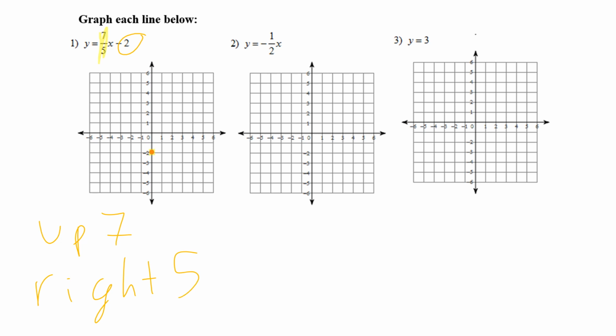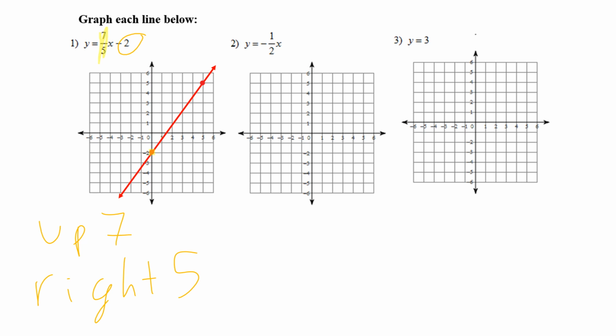5, right? The top number goes up or down. Since it's positive, it's going up, and the bottom number always goes to the right. So I go up 7, right 5, and I draw another dot. Then I'm going to connect the dots. There is my line. And remember, we're in geometry, so our lines have arrows.